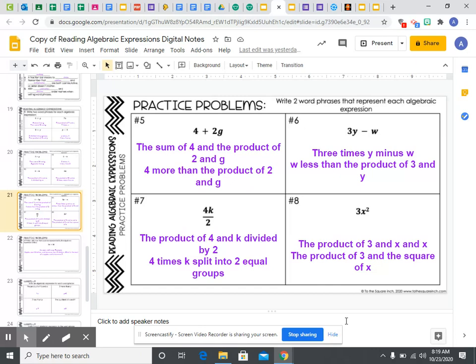Number 7, they have the product of 4 and k divided by 2. There's also 4 times k split into 2 equal groups. Does anybody have a different one than any of these? Or are all these pretty similar to what you all have?